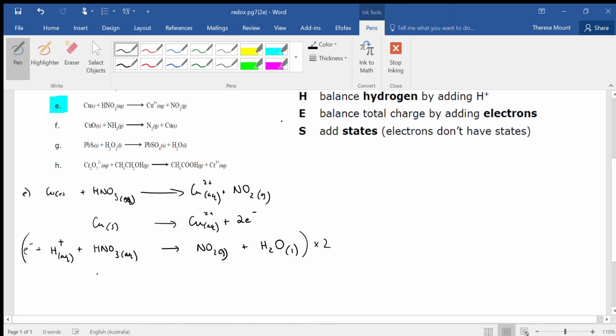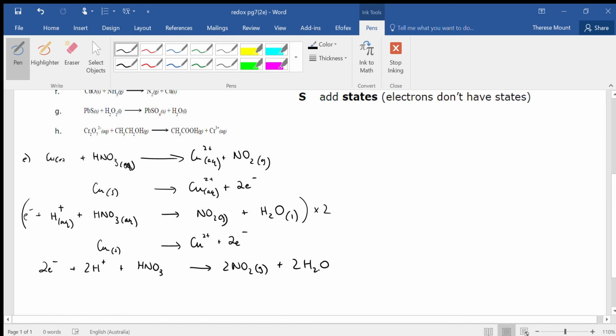So I'm just going to write out my copper half equation first, that I'm keeping the same. Okay, 2 electrons plus 2 hydrogen plus the nitric acid, 2 NO2 gas plus 2 water. Okay, so 2 electrons, good.